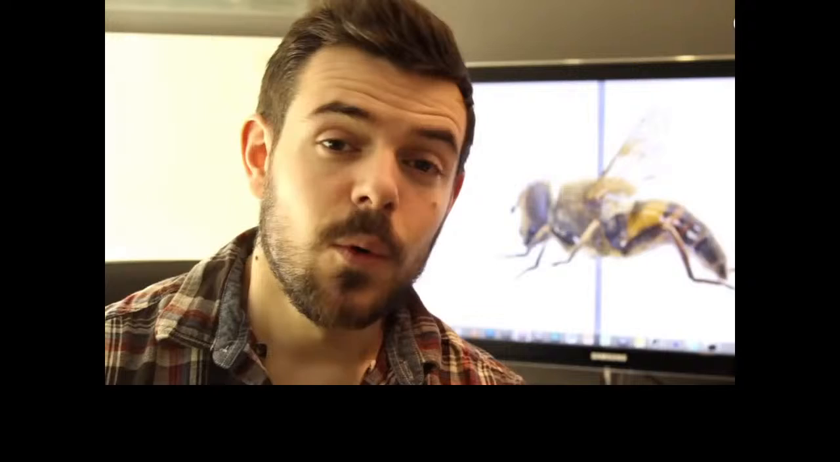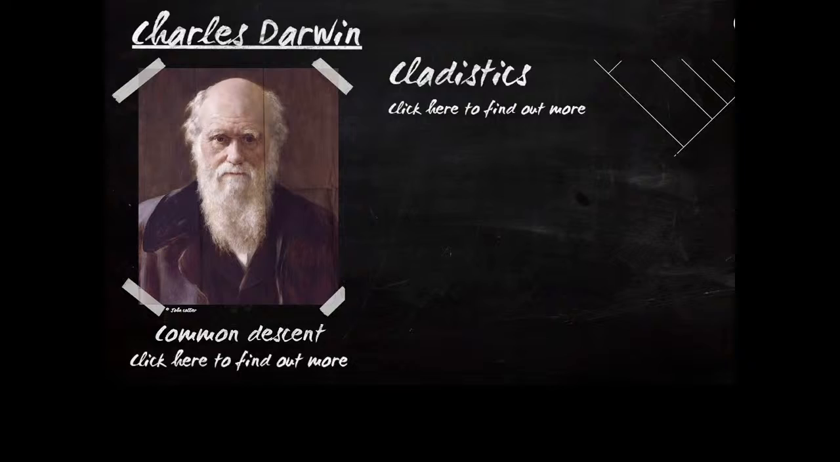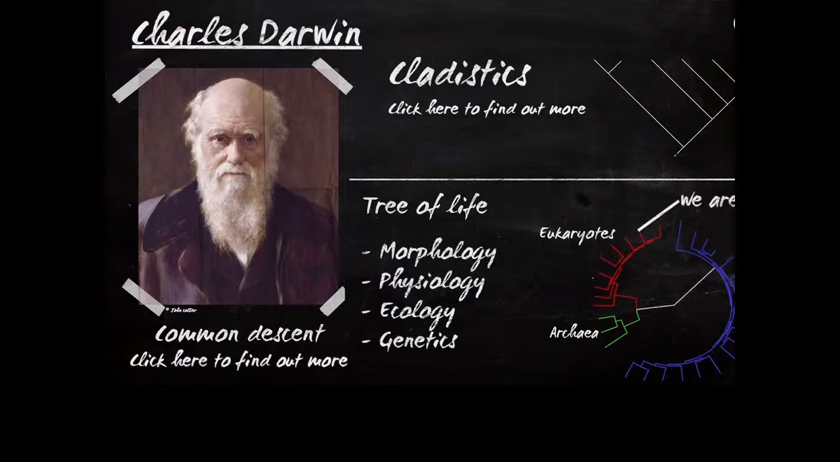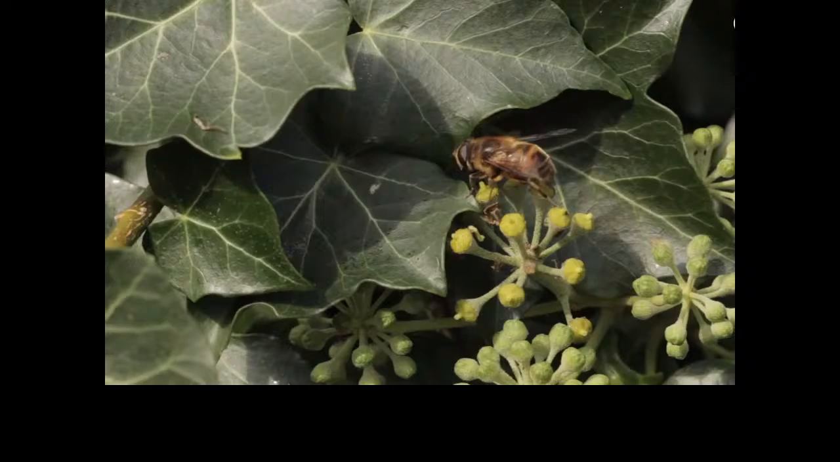His ranking system was much improved by Charles Darwin's principle of common descent, and the onset of modern cladistics. Instead of organisms being grouped purely on shared characteristics, they were now grouped according to evolutionary relatedness, using evidence from multiple fields. So what are the ranks that Linnaeus came up with? Well, let's go back to our drone fly. We'll start with the species, Aristalis tenax.